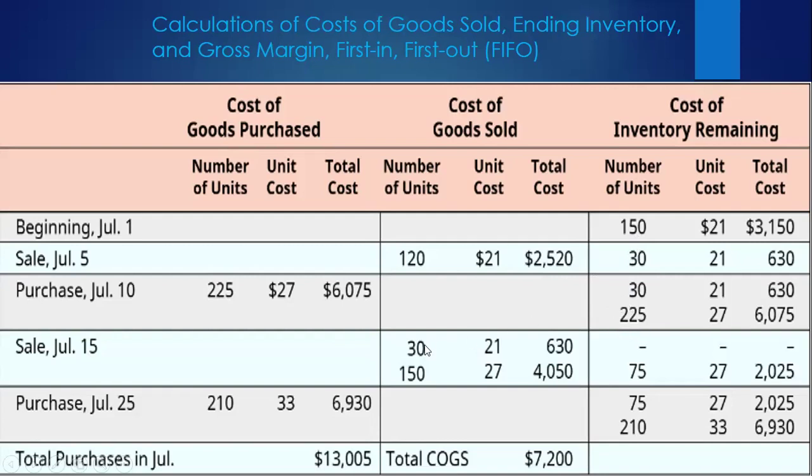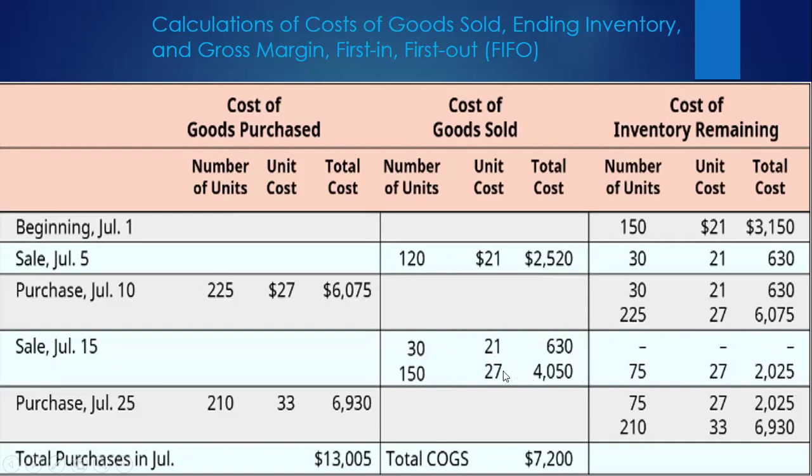So 30 at the rate of 21 comes to 630, and 150 I'm going to take from the new stock of 225 after I'm done with the old one. 225 less 150 leaves 75 units. So the 30 units at the old cost of 21 are all gone, and 150 units at the cost of 27 are sold, and the remaining is 75 units at the rate of 27, which is 2,025.